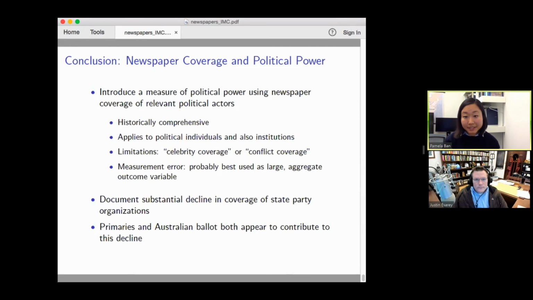We also have a table in the appendix that shows the most frequent newspapers, the highest number of pages we have per newspaper. So that information can be found in the appendix.